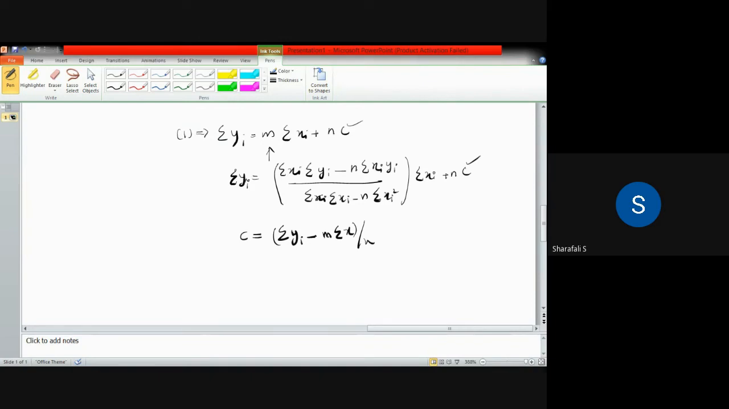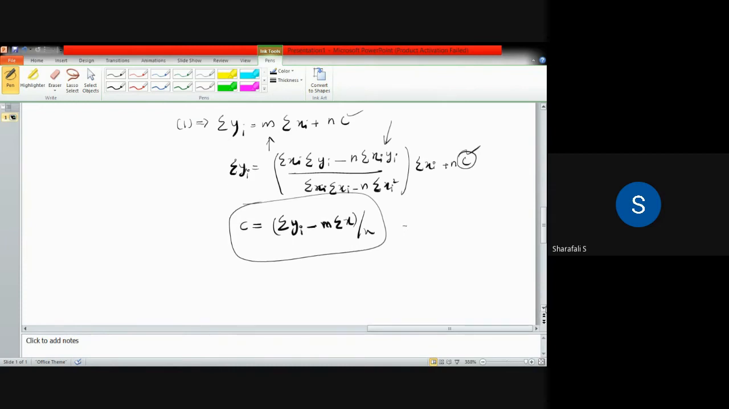So this is sigma yi. Okay, so one way is you can directly substitute this xi and yi, all those values, and find out what is equation for c. Otherwise, if you know what is m, then you can directly get that by using this equation. That c value you can get from this equation. Okay. So now you are having both m and c.